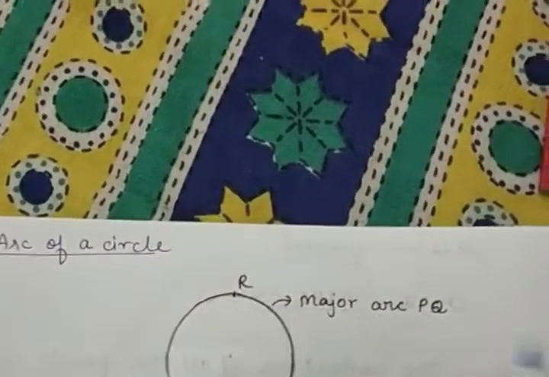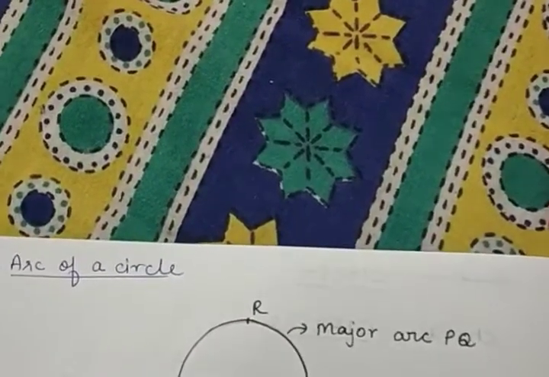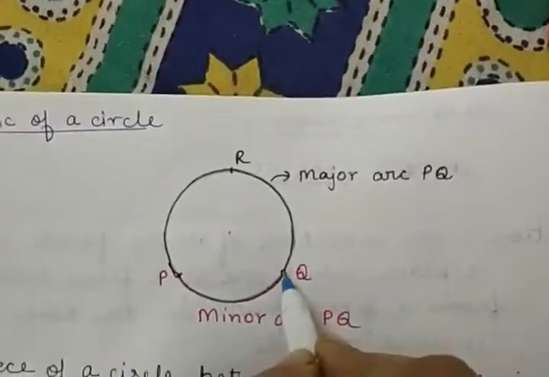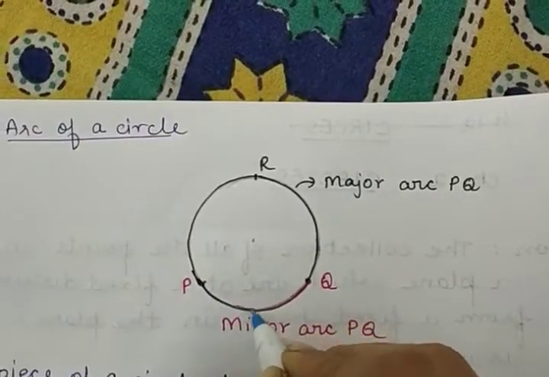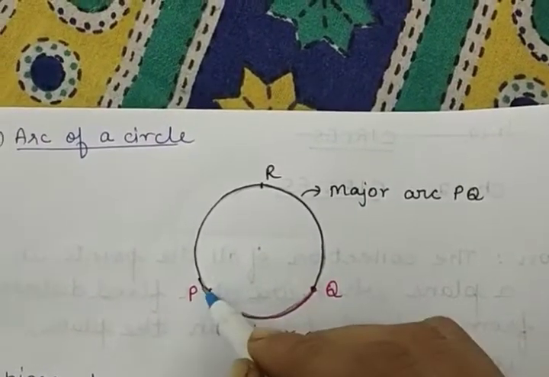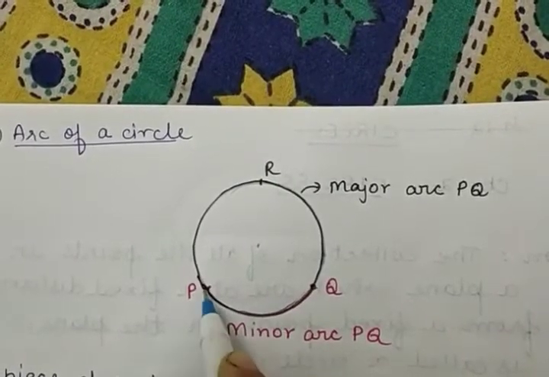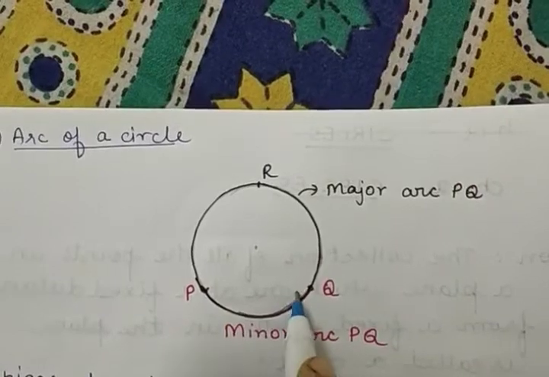Next term is called the arc of a circle. Now what is an arc of a circle? If you take any 2 points, say P and Q, then this part of the circle which is between these 2 points, the part of the circle between the points P and Q, is called an arc of a circle.